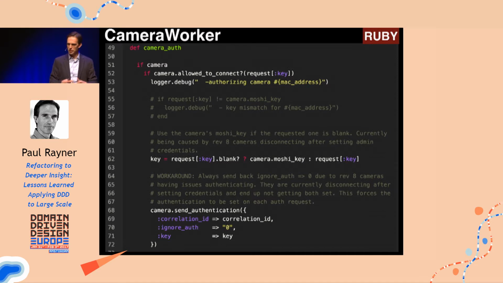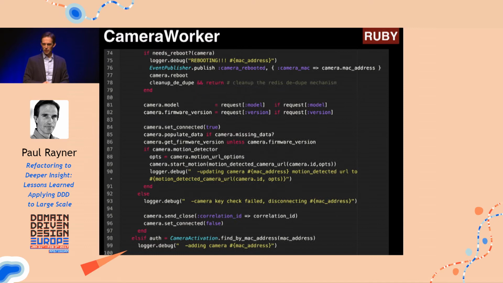And then there's a bunch of code that's commented out, there's comments there, and then it grabs a key. But then the comment talks about a Moshi key, but what is a Moshi key? And then it sends an authentication to the camera, so that seems okay. But it goes on. This is Ruby, and yet it goes on. So now we talk about if it needs a reboot and what's going on there. We've got event publishing happening.